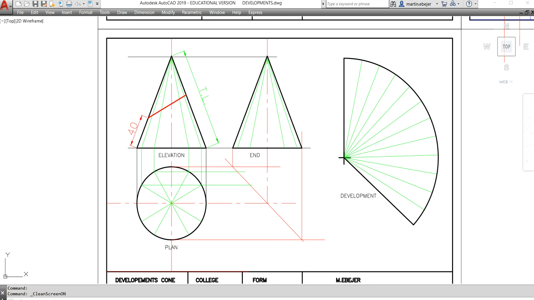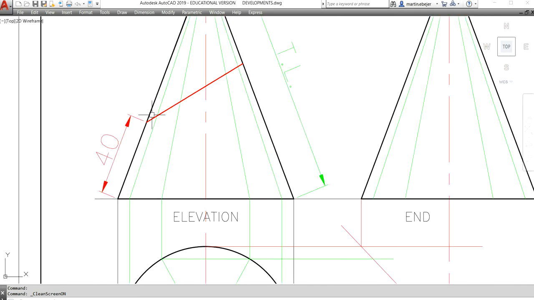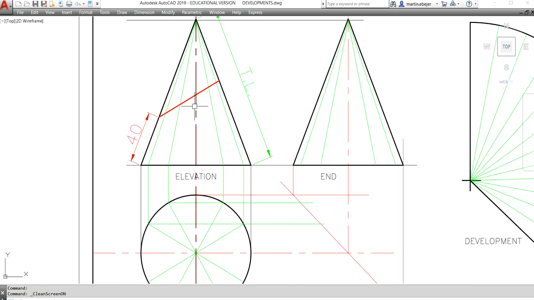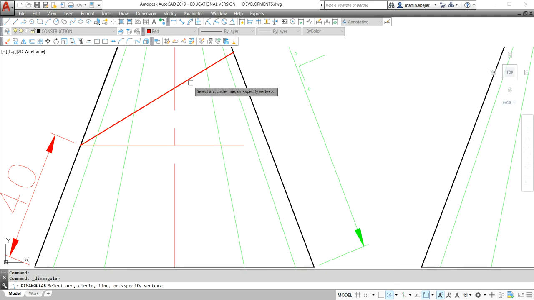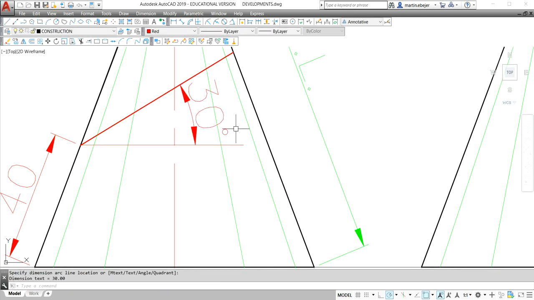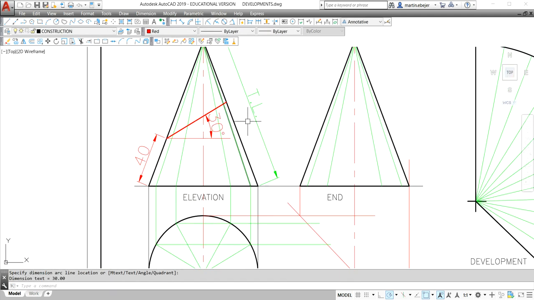Okay, we're gonna continue the cone. Last time we did the three views, the plan, elevation, and end, and we did the development. Today we're gonna introduce a cut. The cut we're gonna measure 40 millimeter, and we're gonna draw a line at an angle of 30 degrees. Just to give you the angle, it is written over here as well. So with an angle of 30 degrees, you're gonna do the cut.